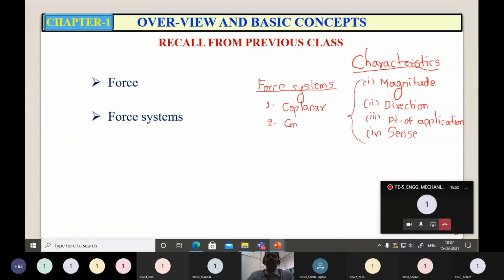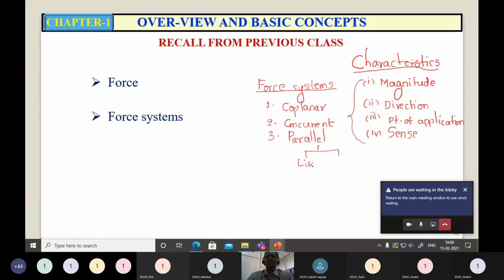Then we have concurrent force system and non-concurrent force system. If the lines of action of all forces are passing through a common point, then it is known as concurrent force system. If not, non-concurrent force system. Then we have parallel force system. If the lines of action of all forces are parallel to each other, it is parallel force system. If not, non-parallel force system.